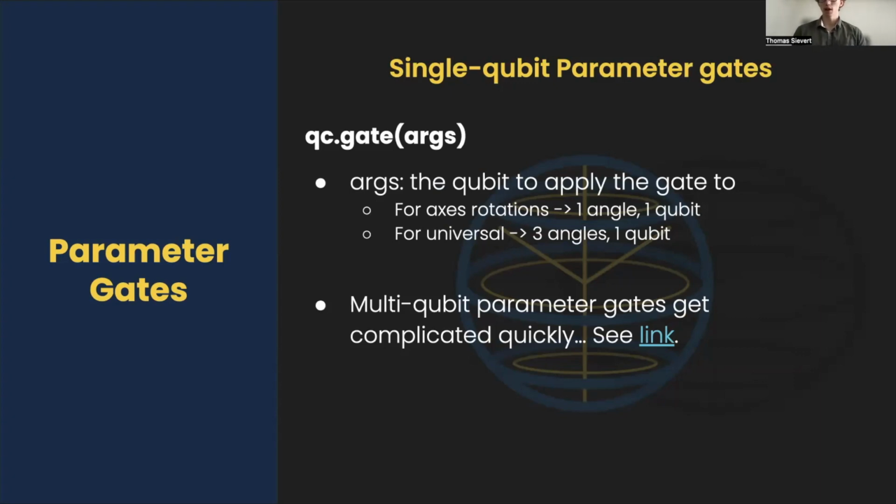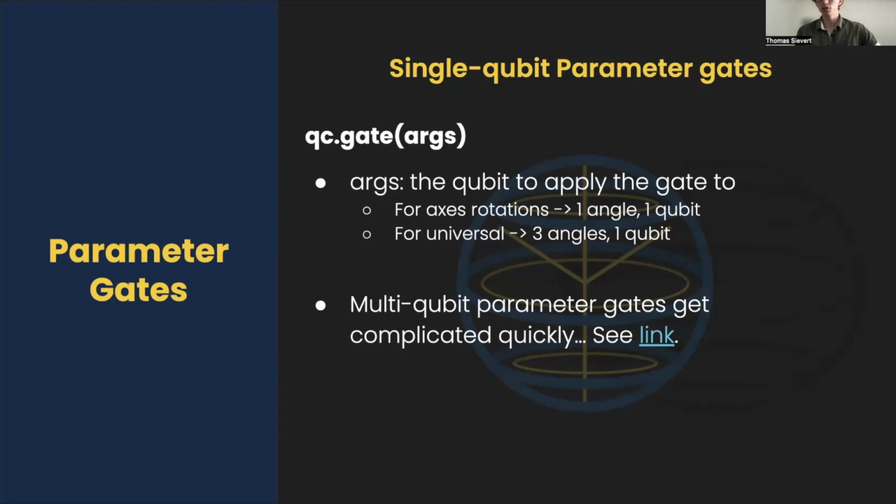So we can also have parameter gates, which take not only the qubit involved, but some other parameter that specifies what the gate does. Classic examples that we have are what you might call axes rotations, which take two parameters, one angle and one qubit, and a universal gate, which takes four parameters, three angles and one qubit.